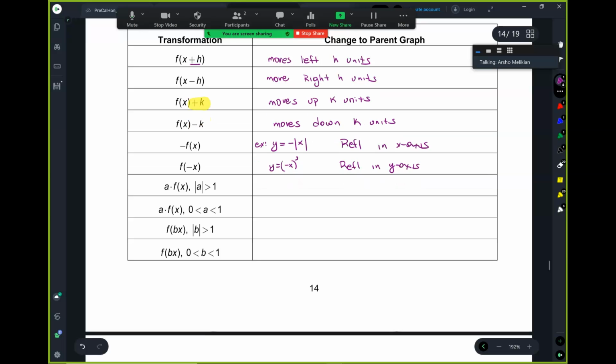Okay, now, when you have a times a function, so 3 times the absolute value of x, and so on, there are two situations. One is if a is greater than 1, that's a vertical stretch. Like we did yesterday.